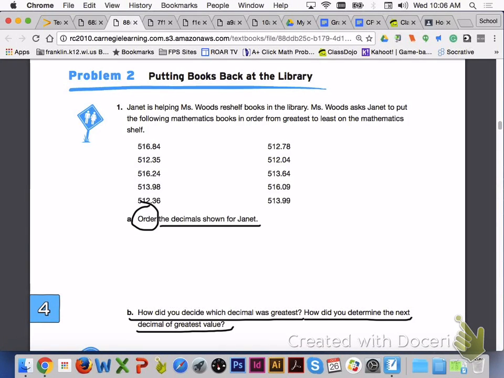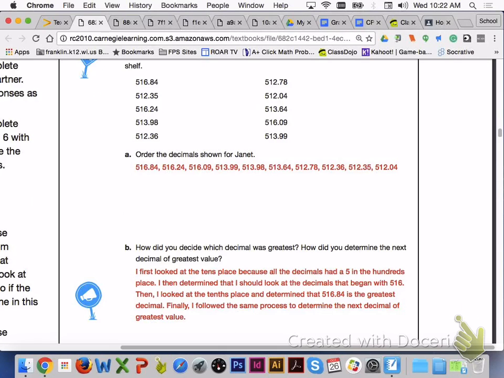Turn to page 242, problem 2, putting books back at the library. Janet is helping Miss Woods reshelf books in the library. Miss Woods asks Janet to put the following math books in order from greatest to least on the math shelf. Answer letter A and B with your group members. For letter A, here are your decimals from greatest to least for Janet in ordering the books.